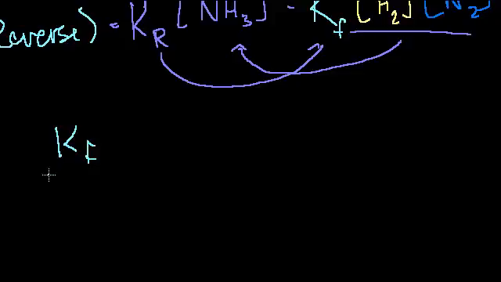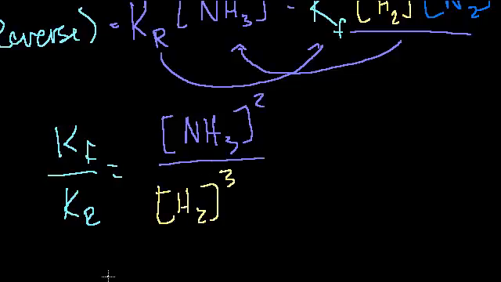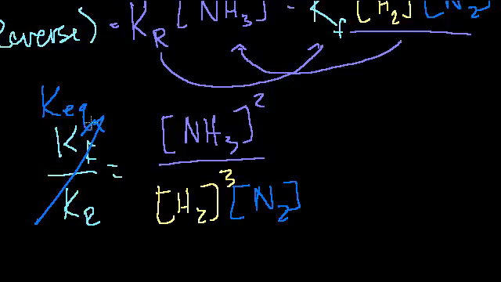Kf over Kr is equal to the concentration of ammonia to the second power divided by the concentration of hydrogen to the third power times the concentration of nitrogen. And this is just, you could call that the equilibrium constant. And there you have it, a pseudo-derived formula for the equilibrium constant. It's all, at least in my mind, coming from common sense, from the probability that if you have a small volume, things are actually going to react.